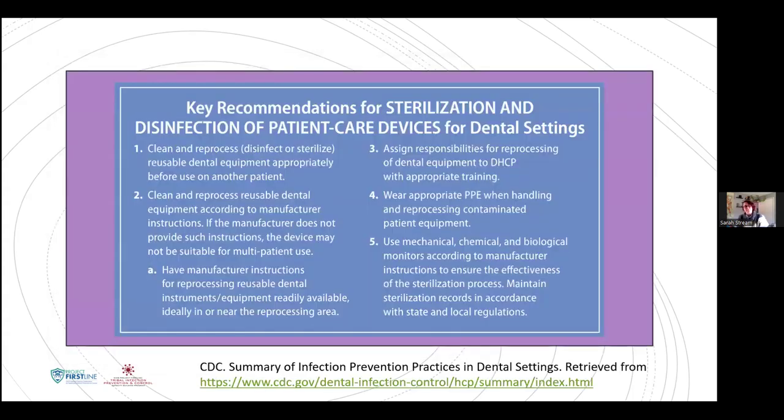All right, our last set of key recommendations is for sterilization and disinfection of our patient care devices. So making sure we clean and reprocess those reusable instruments and equipment appropriately before they're used on another patient is very important. Everything should be cleaned and reprocessed according to the instrument IFUs, and having those IFUs available for everything is also very important for your staff. If they have a question about what sterilization cycle they should be running, it will be found in the IFUs, and they should be accessed easily.